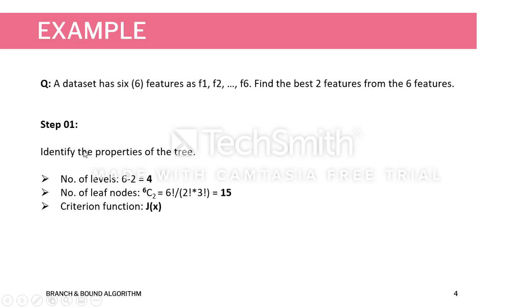We have to start by identifying the properties of the tree. The first property is the number of levels. Since we have to select 2 features from the 6 features, 6 minus 2, the number of levels in the tree that we are going to construct is 4. And then the number of leaf nodes is 6 choose 2, which is equal to 15. Let's assume that the criterion function value is J(X).